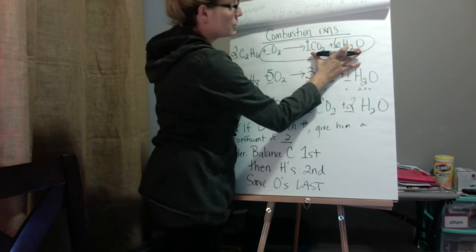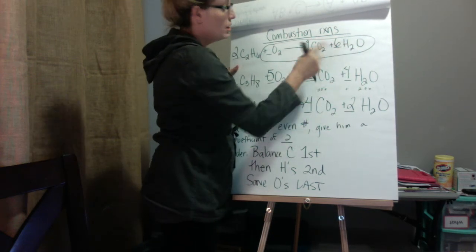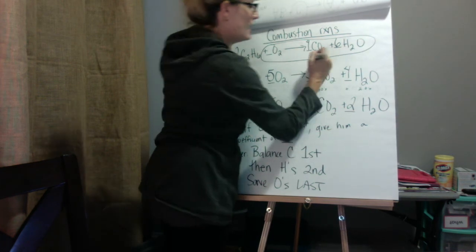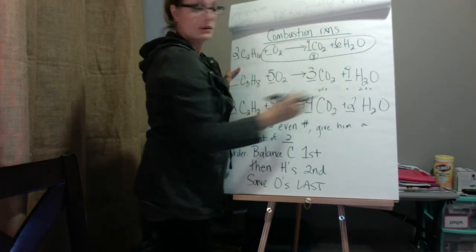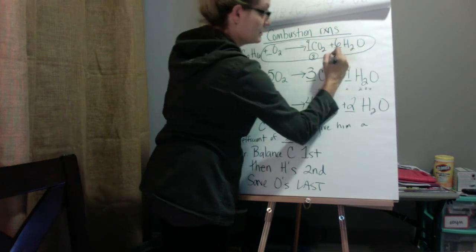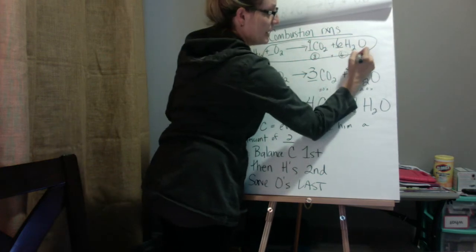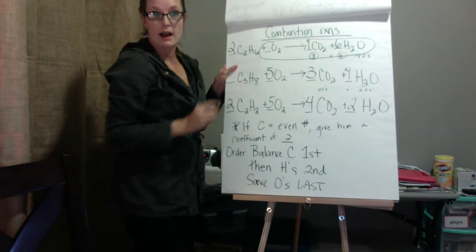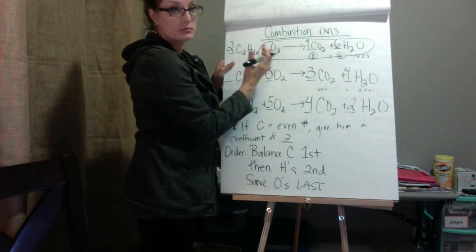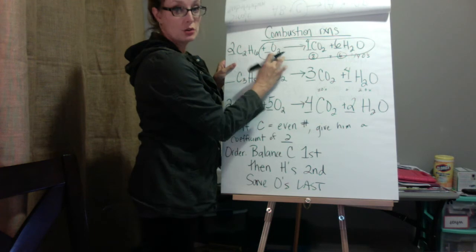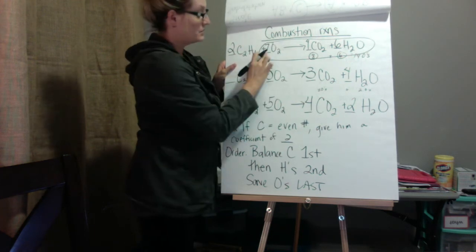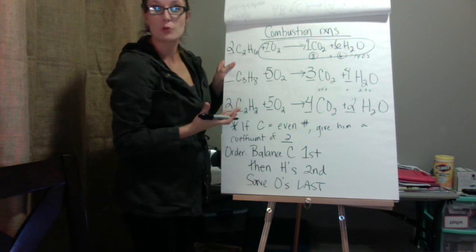So now this is where you're going to get into some maybe bigger numbers. 4 times 2, I'm counting my oxygens. 4 times 2 means I have 8 right here. Plus 6 means I have 14 total oxygens on the right side. I need 14 on the left. Well, that's an easy fix. What times 2 equals 14? 7. So 7 times 2 equals 14.